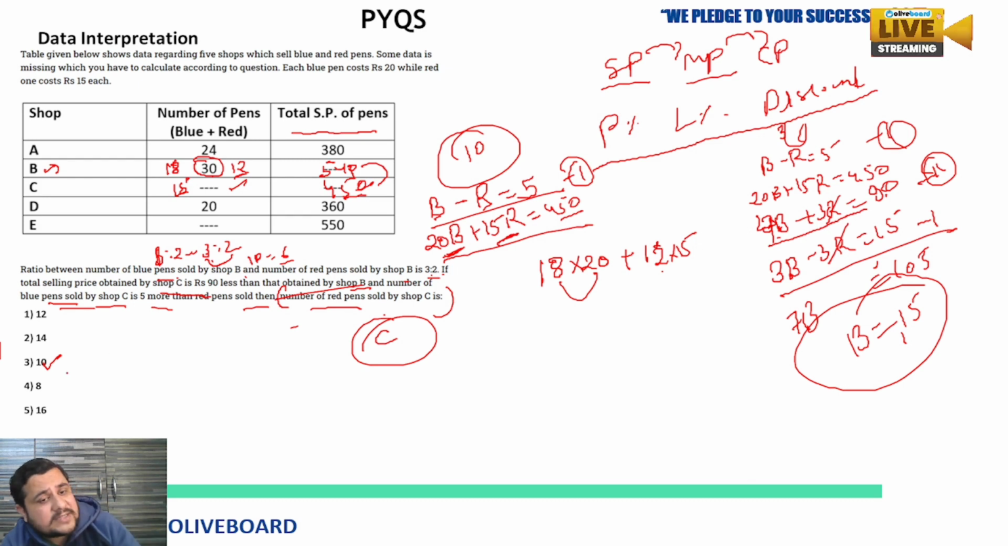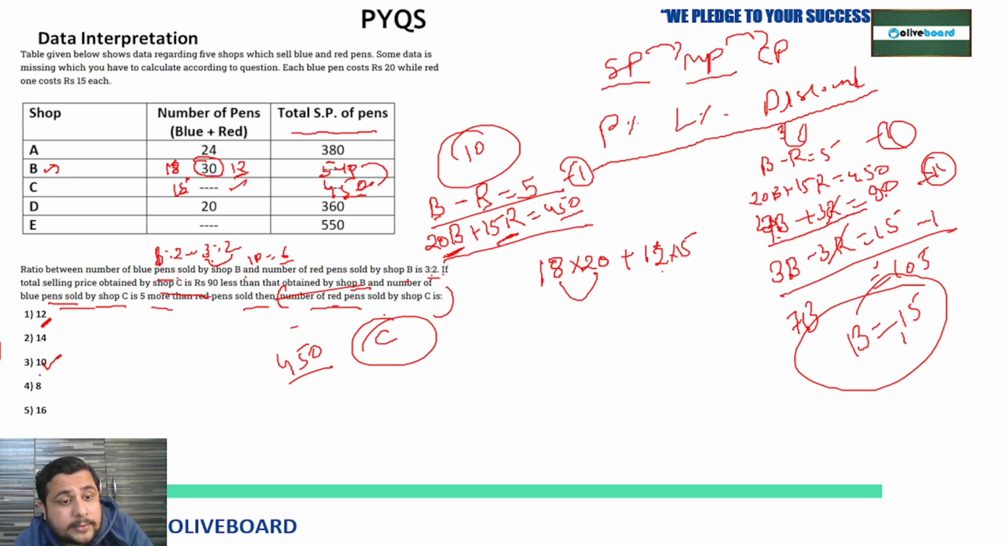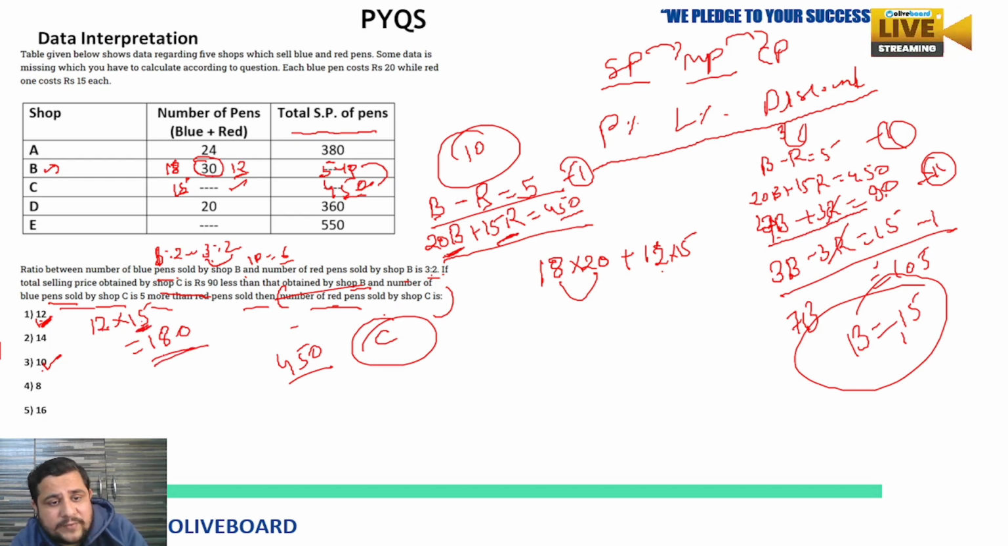You can directly solve this through the options also. You have the pricing, how much? 450. So just go through the options. First, 12. If there are 12 red pens, you have to calculate the number of red pens, right? The red pens are 10, which we have calculated. Now go through the options. If 12 red pens are there, each pen will cost you how much? 12 into 15 means 180. Now you subtract 180 from 450 and you get 270. Now this 270 is the pricing of what? Blue pens. So 270 upon 20. So what will you get? 13.5, which is not possible. So option A is eliminated.